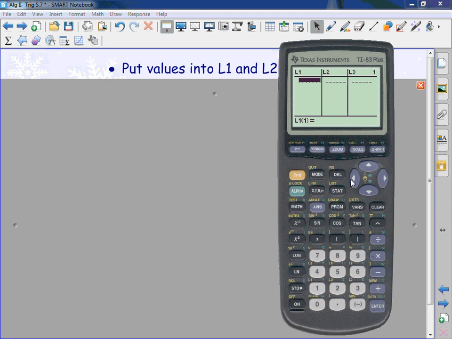First one's X's are L1, the Y's are L2. So what are my values for the X's? What was it? 1, 2, and 6. What were my Y values? 3, negative 3, and make sure you use the negative and not the minus. If you put the minus on a 3, it's going to give you an error. And the last one was 13. So I have all 3 points put into the calculator.